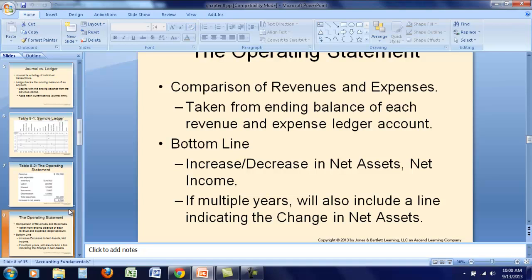Making money means that the change in net assets is positive. Losing money means that it's negative. And a lot of people compare this to last year. And when you look at a year, you basically say, okay, well, last year I made $5,000. This year I made $20,000. What did I do differently?